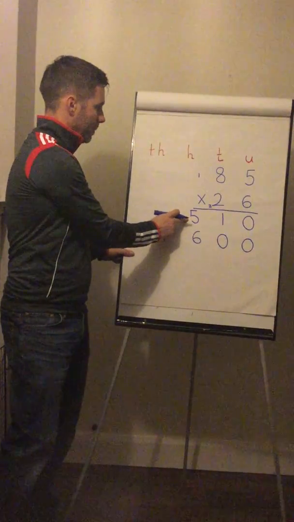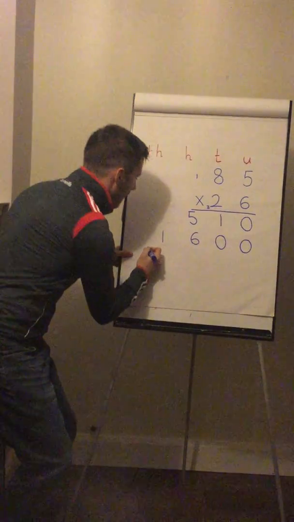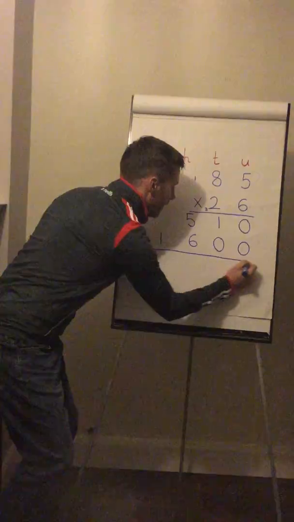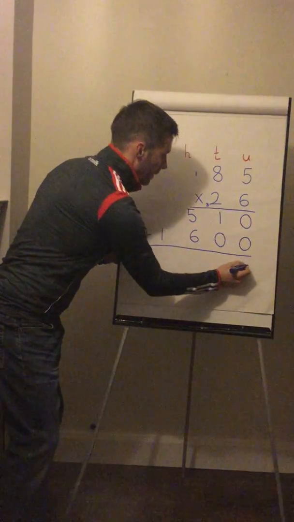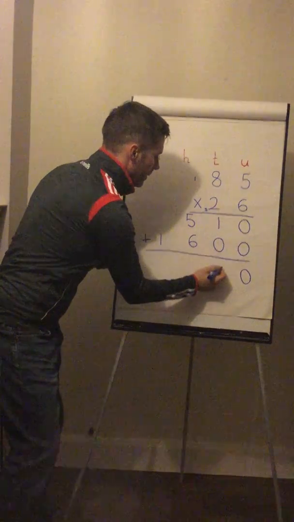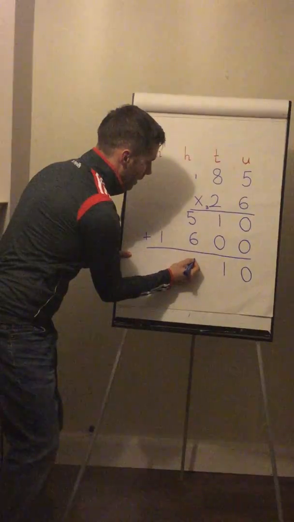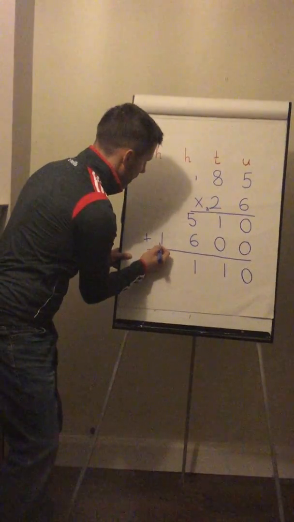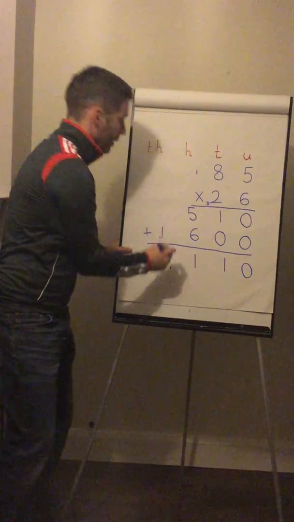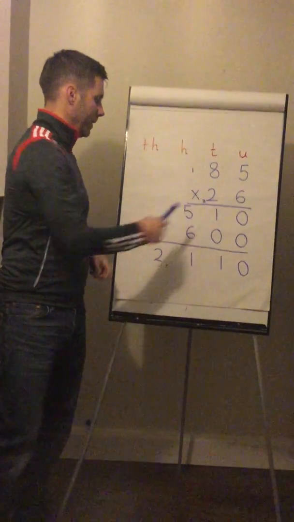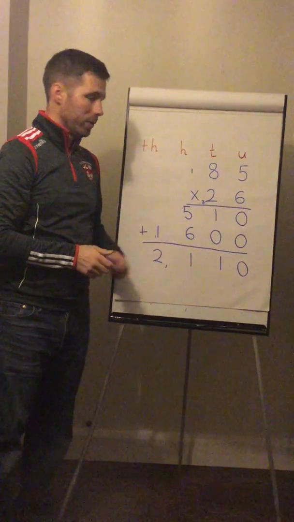There's my total for 6 by 85, here's my total for 20 by 85. I'm going to add them together to find my final answer. 0 plus 0 is 0, 1 plus 0 is 1, 5 plus 6 is 11, put down my 1 unit and carry my 1, 1 plus 1 is 2. So 85 multiplied by 26 gives me a total of 2,110.